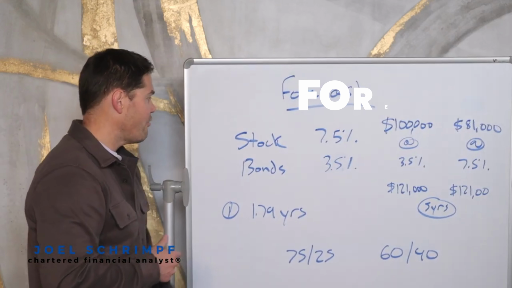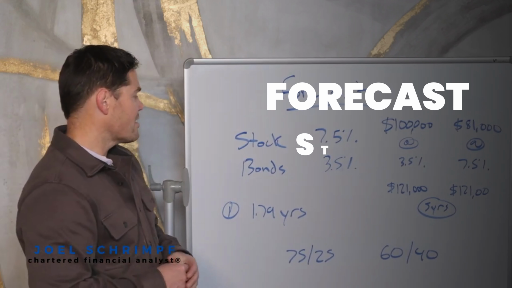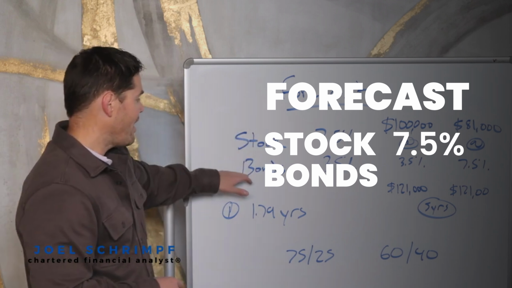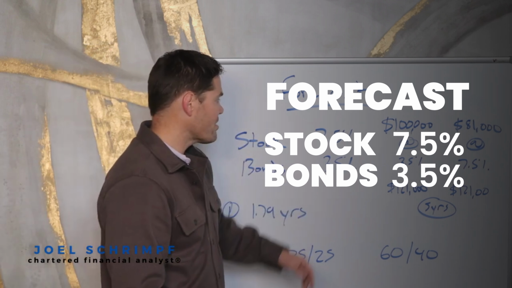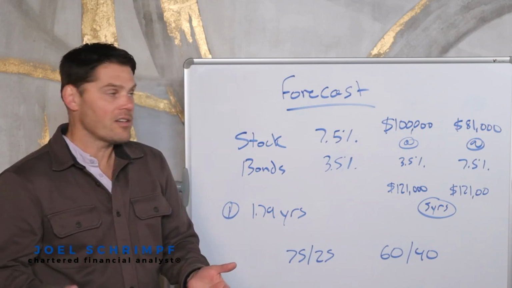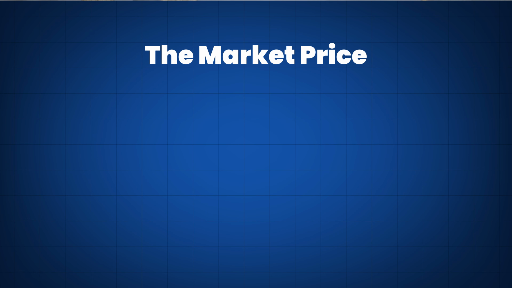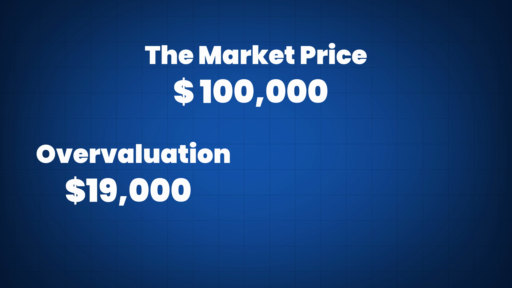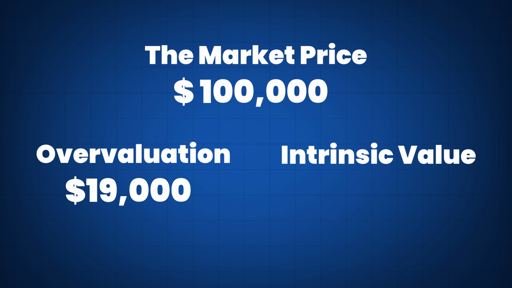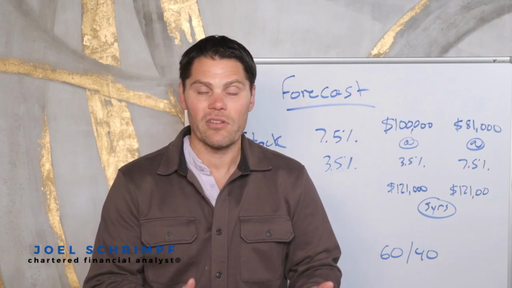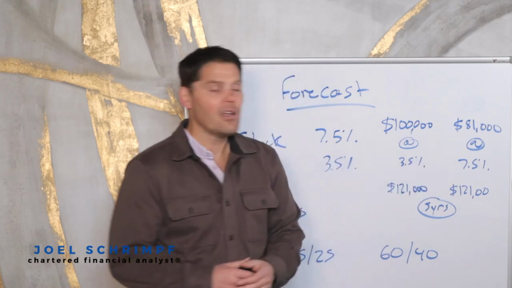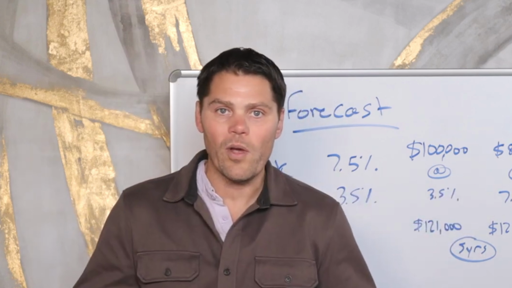So say I'm trying to make a forecast, and the stocks, or I should say the companies, are expected to grow by 7.5%, whereas bonds, the risk-free, might be 3.15%. And I'm using that $100,000 example, where we're at $100,000 of value, but in a market where the stocks are overvalued, the fair value is really only 81. So meaning that if the stocks went back to their intrinsic value today, you wouldn't have $100,000, you would have $81,000.